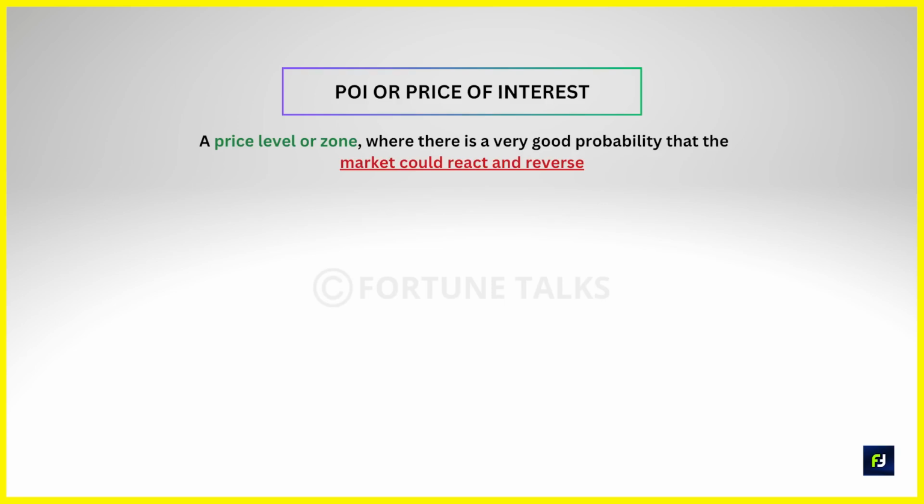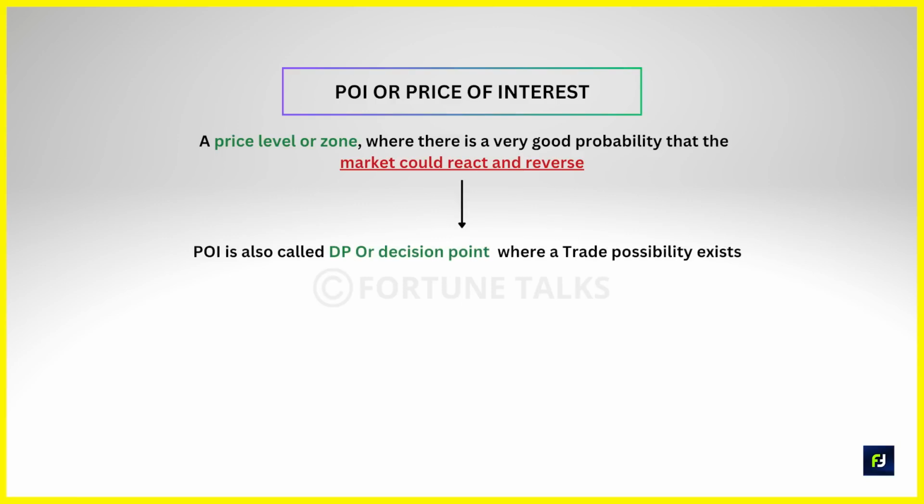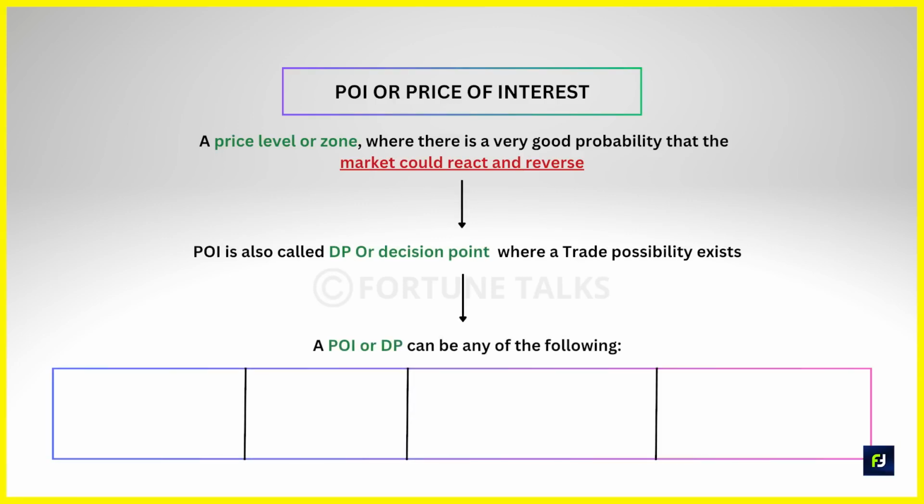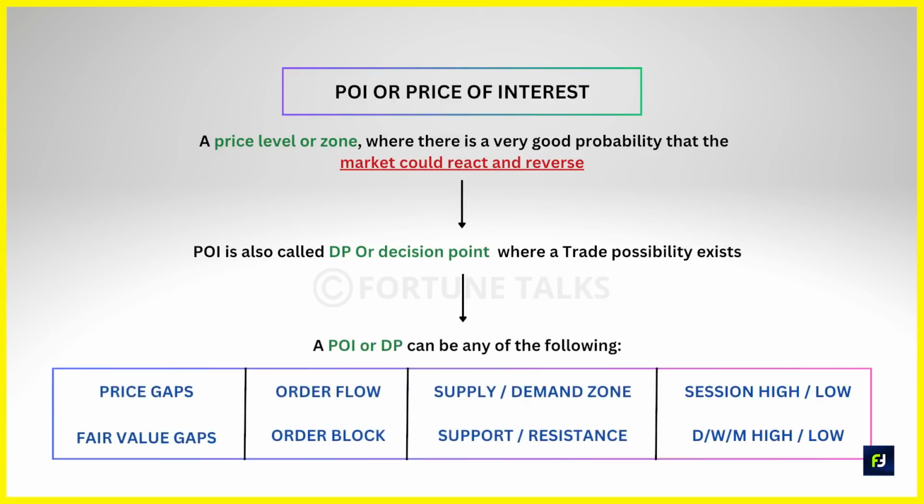For those who are unaware of what price of interest is, POI or price of interest is a price level or a price zone where there is a very good probability that the market could react with it and respond accordingly. A POI is also called DP or decision point by some experts. So a POI can be any of the following. It could be an order flow, an order block, a supply or demand zone, session highs or lows, daily or weekly or yearly highs and lows, or it could even be price caps.